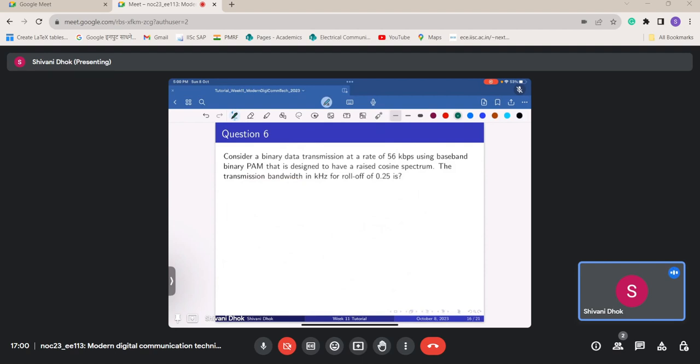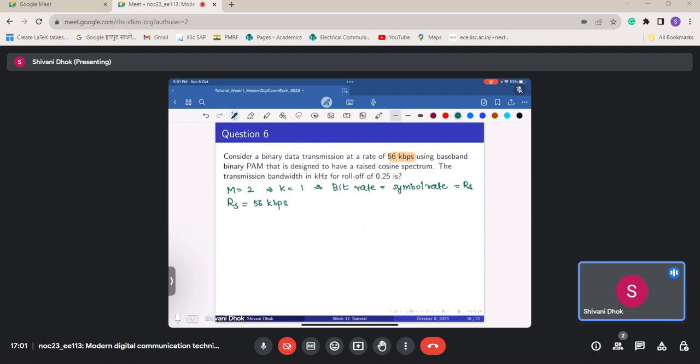First of all, we have binary transmission using binary pulse amplitude modulation. That is, we have M equal to 2, which means that k equal to 1, which means that my bit rate is equal to symbol rate, which is equal to Rs, and we have been given this Rs as 56 kilobits per second. So your Rs is 56 kilobits per second. So this much information we have.